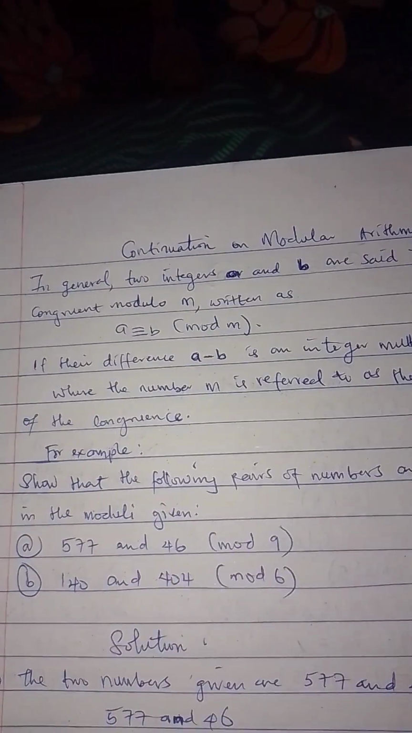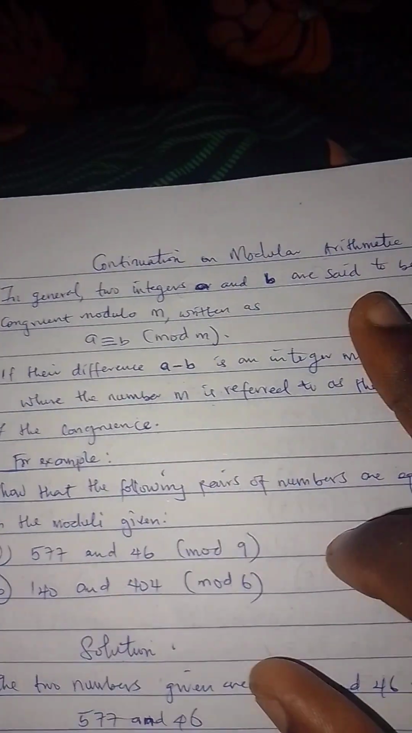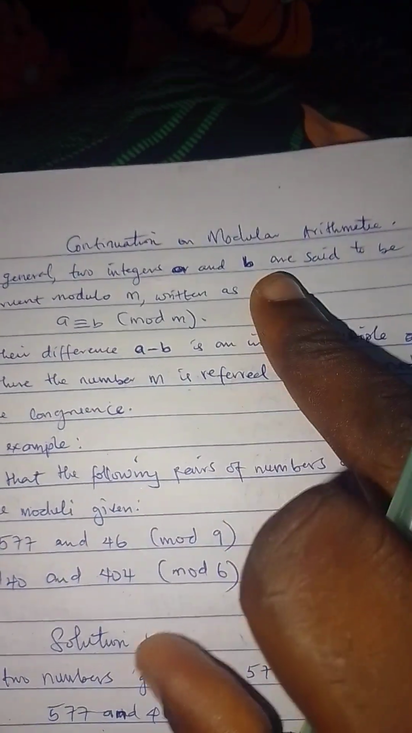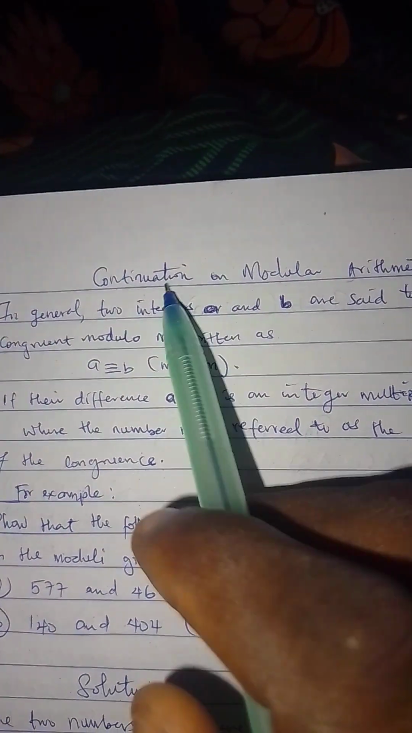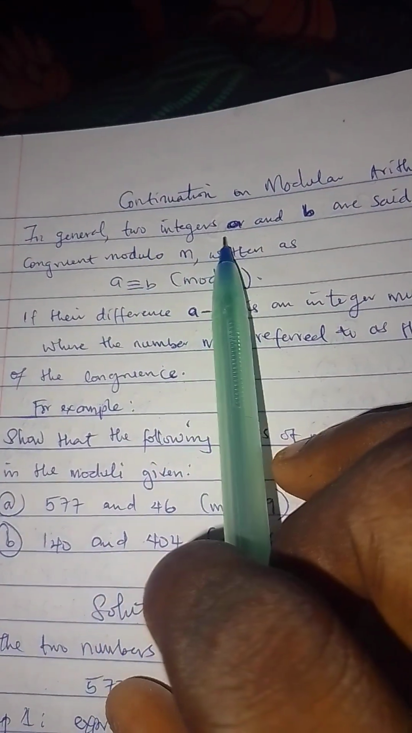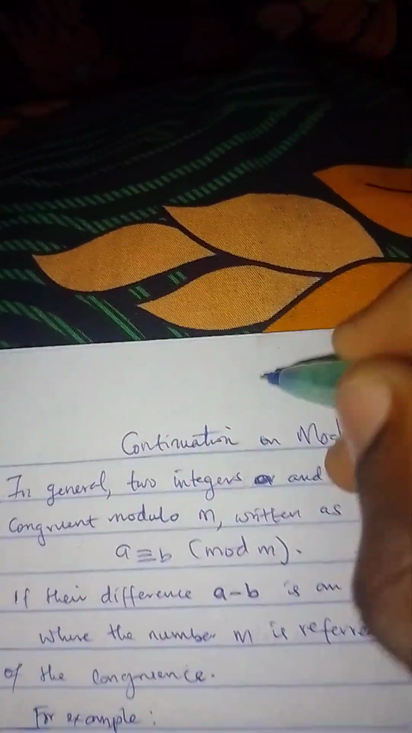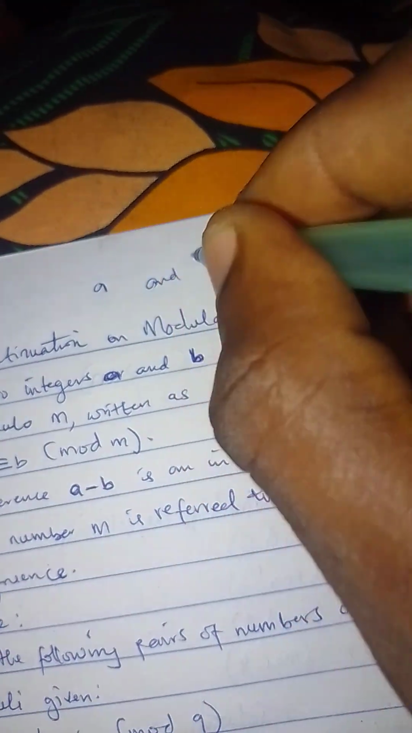Okay, so now we've started part 2 of modulus arithmetic. Here I have a continuation on modular arithmetic. So in general, two integers a and b.